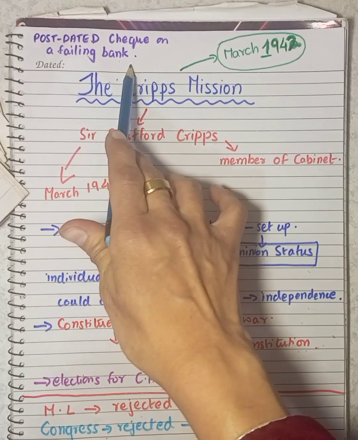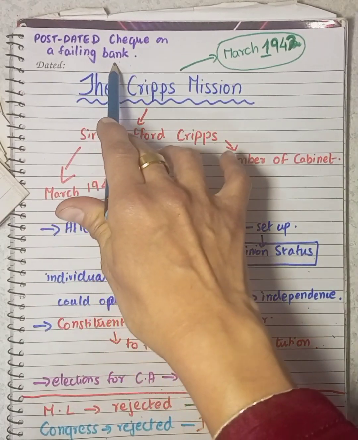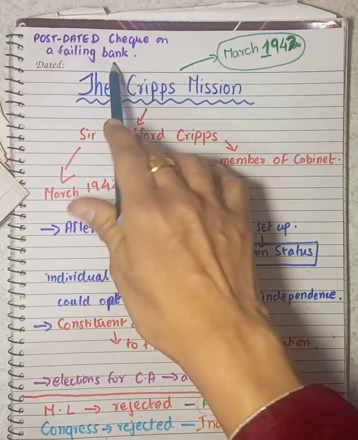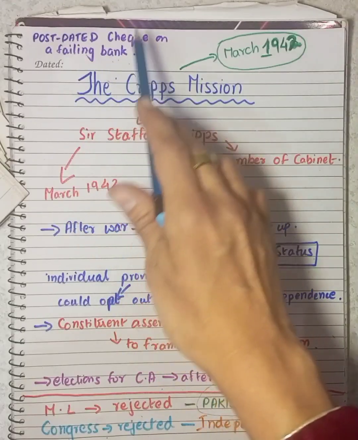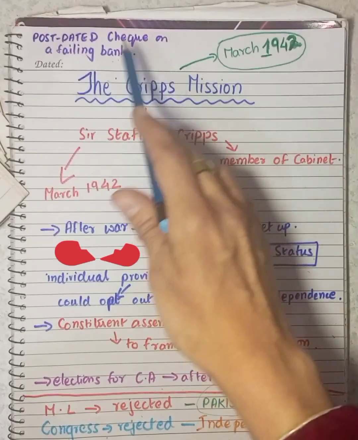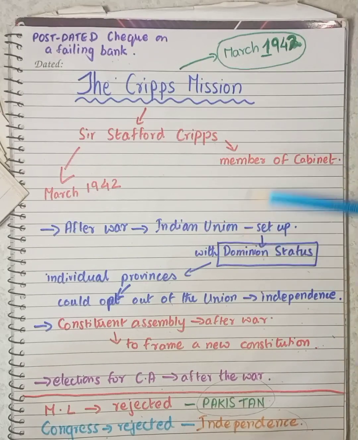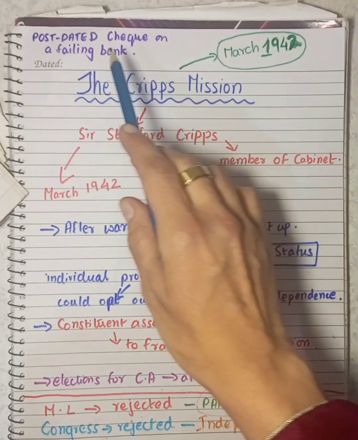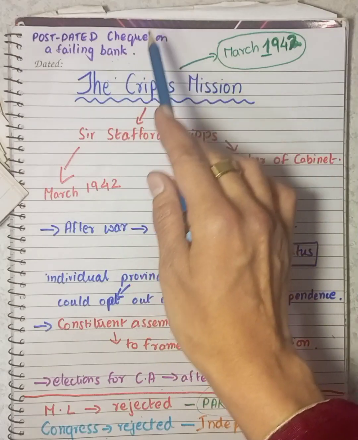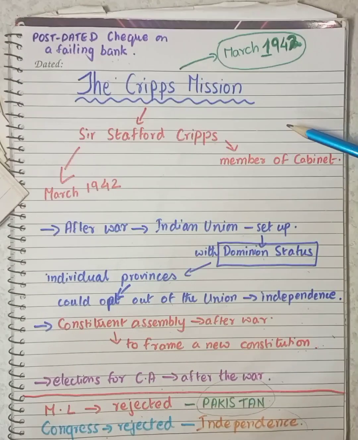And a failing bank referred to the British, who had exhausted all their efforts to come up with a compromise. Indian leaders no longer wanted to live under the British, whether with dominion status or as their colony, and therefore they no longer wanted any sort of compromise with the British government. So with this we end.